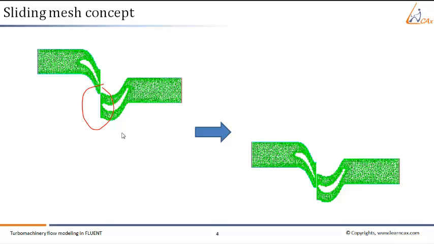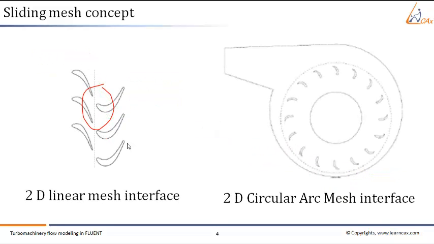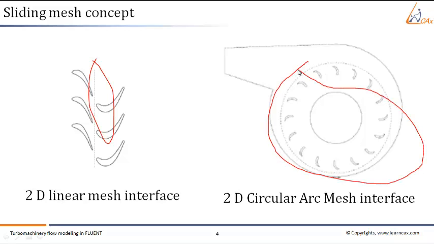What type of shapes can the mesh interfaces have? The mesh interfaces and associated interface zones can be of any shape. The two interface boundaries should be based on the same geometry. The left figure here shows an example with linear mesh interfaces, and the right figure shows a circular arc mesh interface. So this is a linear interface and this is a circular arc interface.